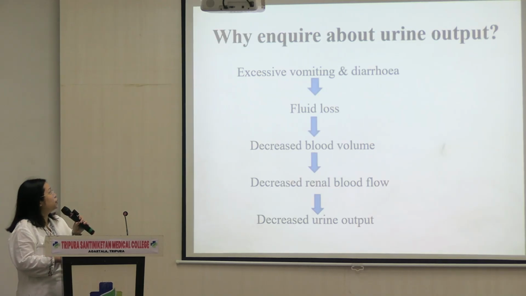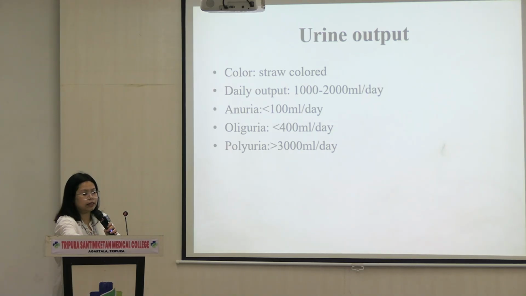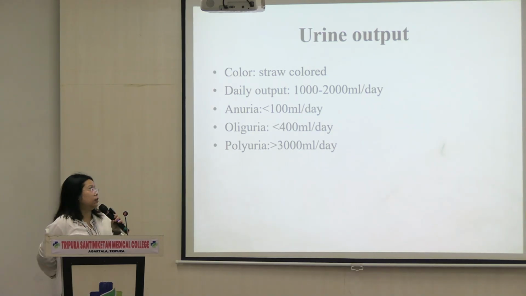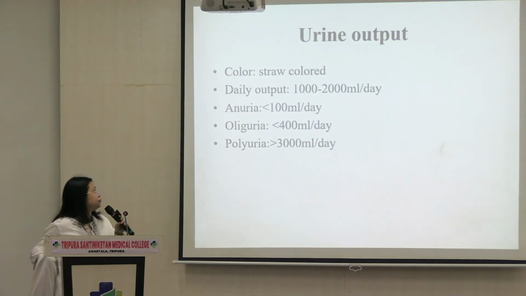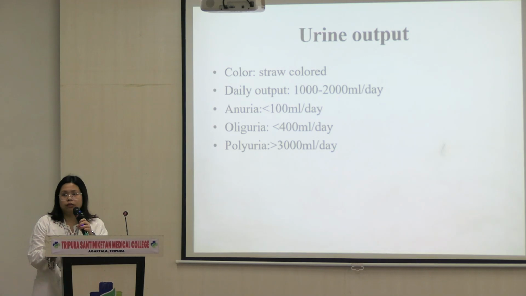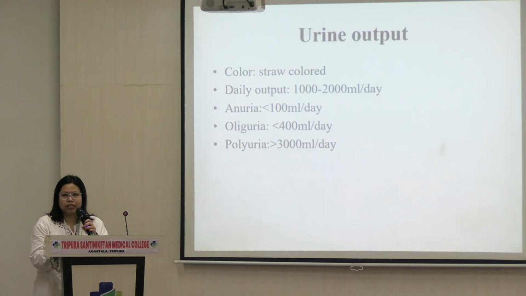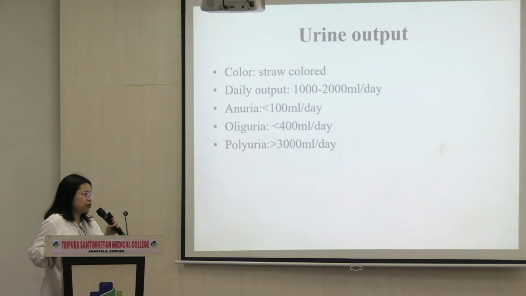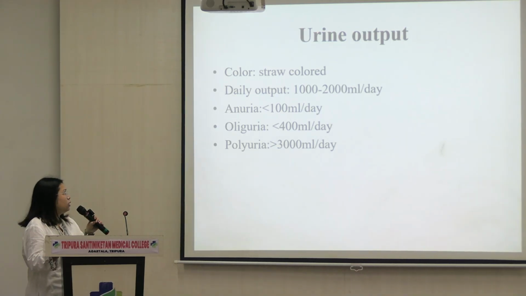So urine output gives us an idea about the condition of the patient and the condition of the kidney as well. The normal color of the urine is straw colored. We are supposed to pass about 1 to 2 liters, or 2 to 3 liters, depending on how much water we are taking every day. We should have a urine output of up to 2 liters per day.